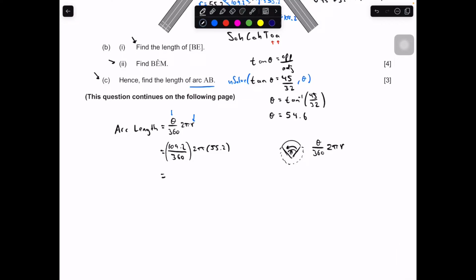Let's go back to the document. So 105.206 to 3 sig figs will just be 105.